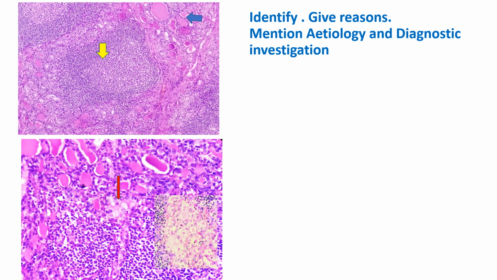Then there are some follicular cells which are enlarged and granular, and these are shown in the inset. Large follicular cells which have granular cytoplasm are known as Hurthle cells or oxyphil cells. The diagnosis is Hashimoto thyroiditis.